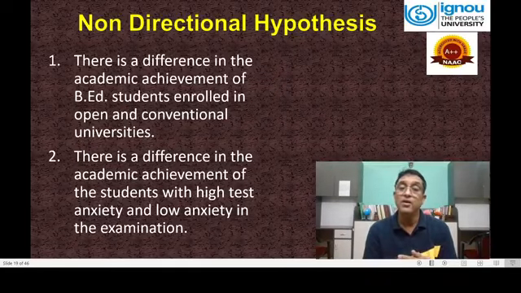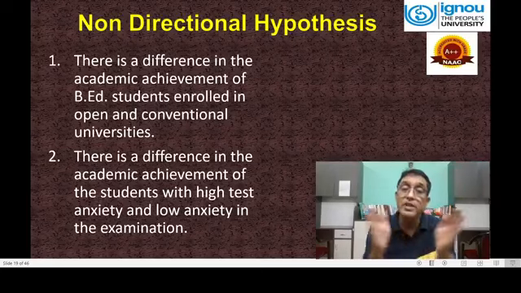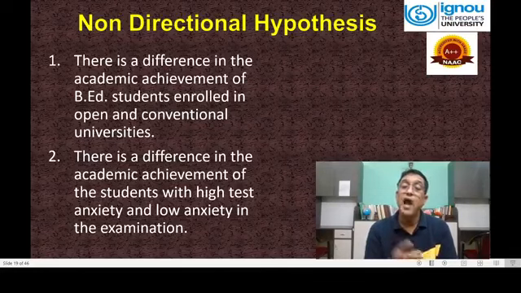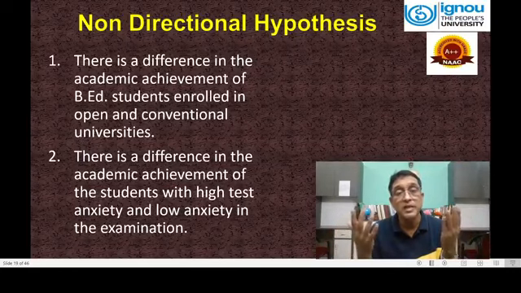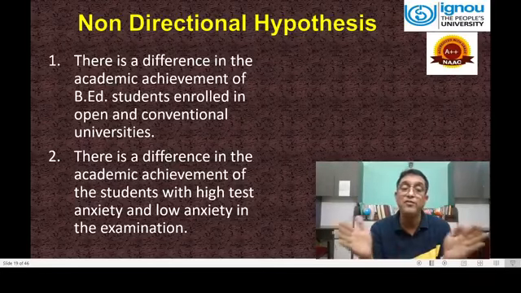So here your hypothesis says that there is a difference in the academic achievement of these two groups, ODL group B.Ed students and conventional group B.Ed students. But here the difference is not specified. Just like in our earlier example, where it was specified that the relationship will be positive, and that high test anxiety will contribute to a low test score, a clear direction had been specified. But here the direction is not specified, only a difference is there.